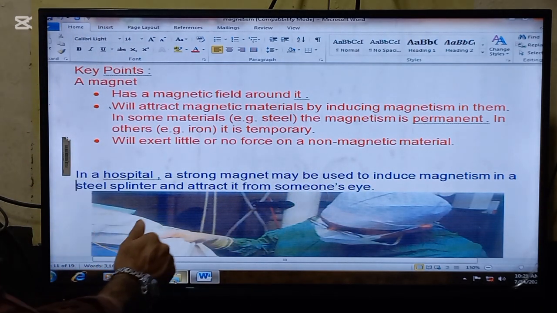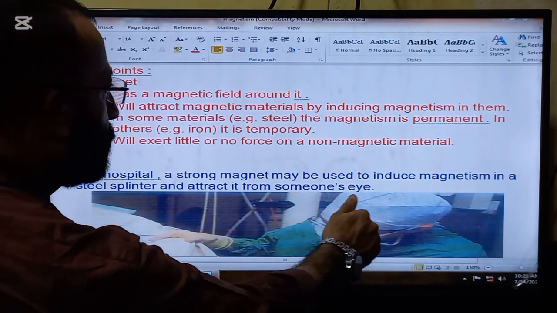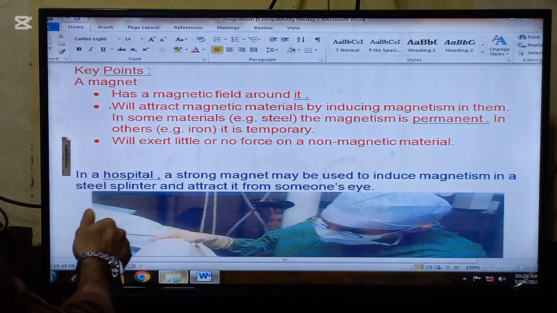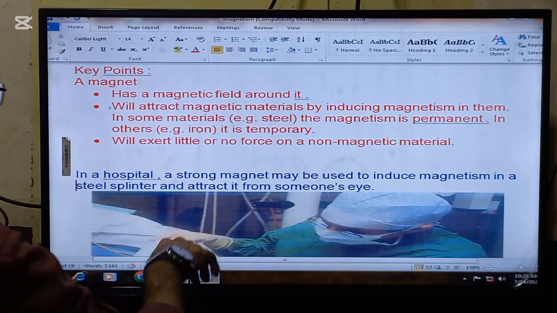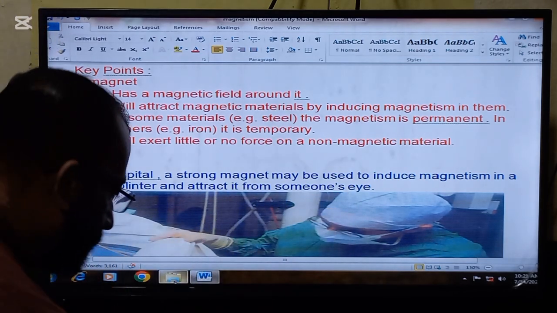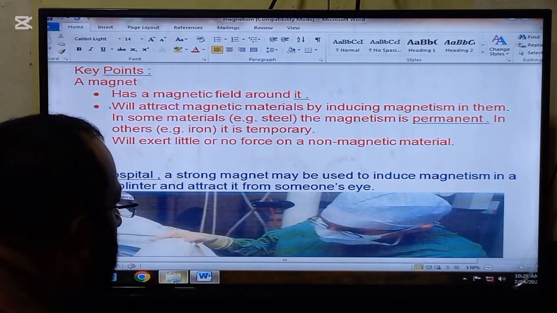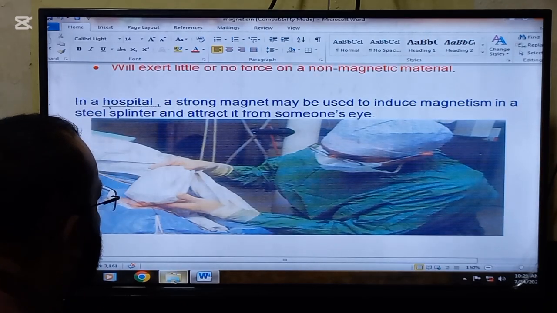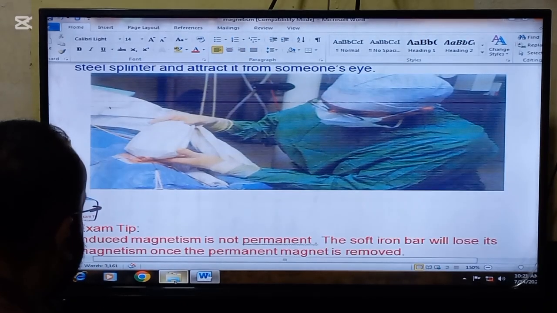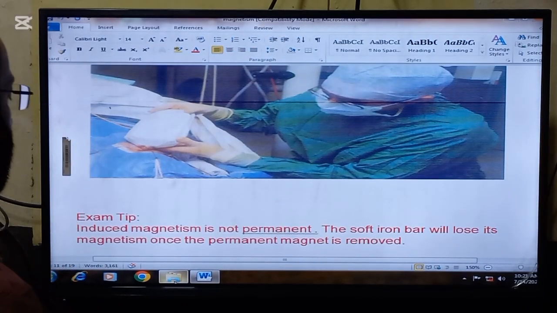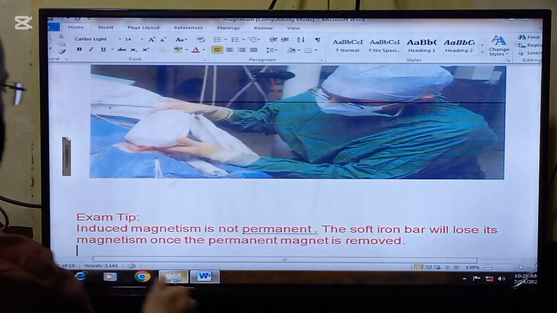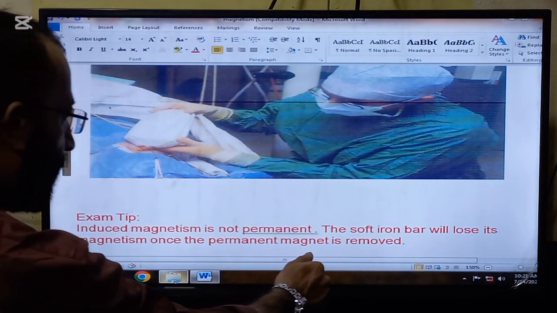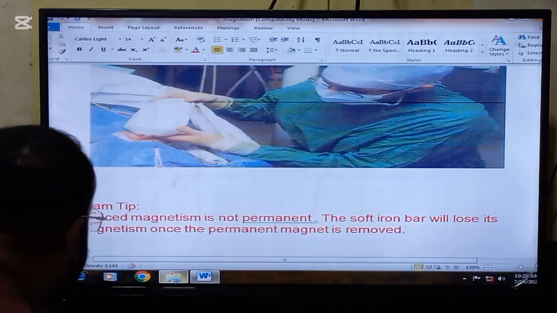In a hospital, a strong magnet may be used to induce magnetism in a steel splinter and attract it from someone's eyes that has accidentally dropped in. So this is the application of induced magnetism. Induced magnetism is not permanent. The soft iron bar will lose its magnetism once the permanent magnet is removed.